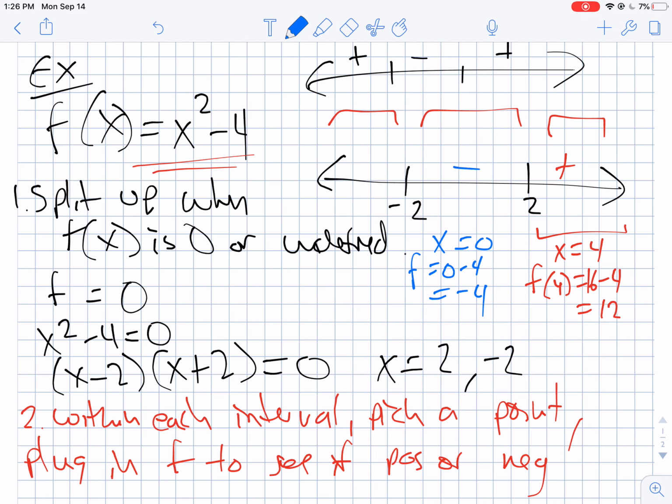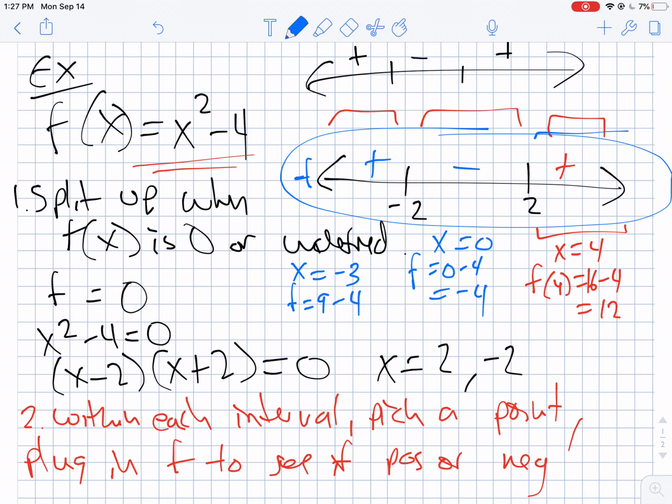So we'll put in a negative there. Then we'll plug in x equals negative 3. Your f there is 9 minus 4, which is also positive. So this is our answer. This is a sine line graph of your f of x, and we want to label it with f. This shows you where the function is positive and where it's negative.